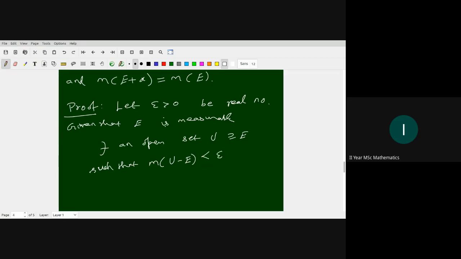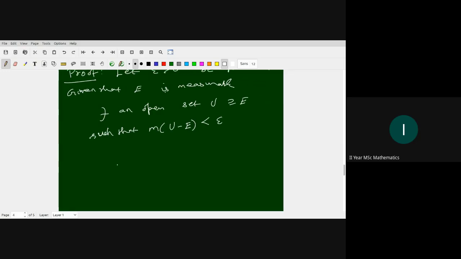Less than epsilon. So we have the statement m star of u minus e. But here the assumption is that e is measurable. Open sets are measurable, and the difference of measurable sets is measurable. So here u minus e is measurable. So instead of writing the outer measure m star, I write m. Okay.